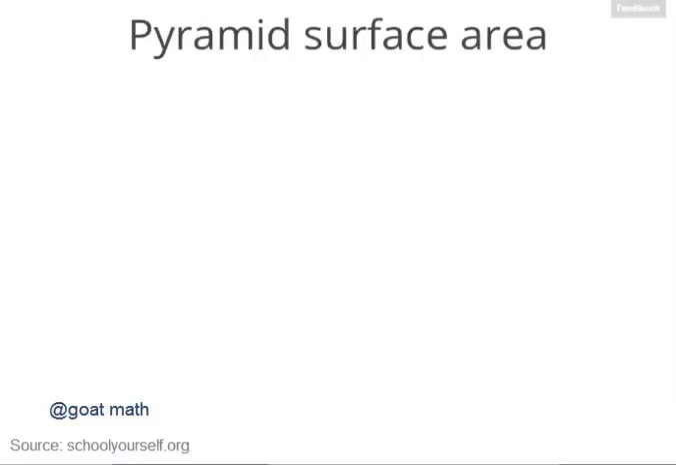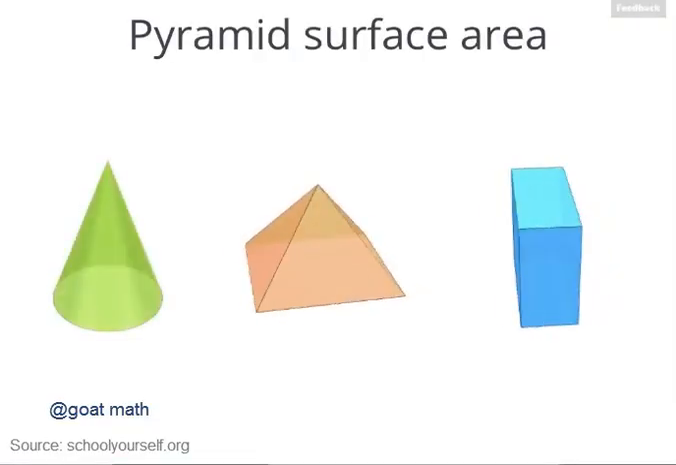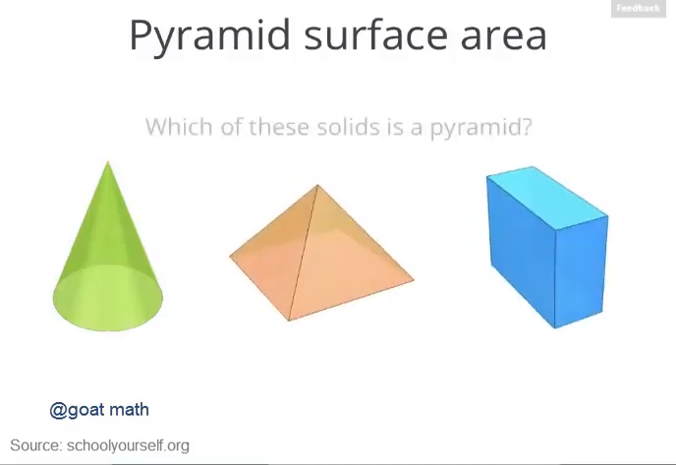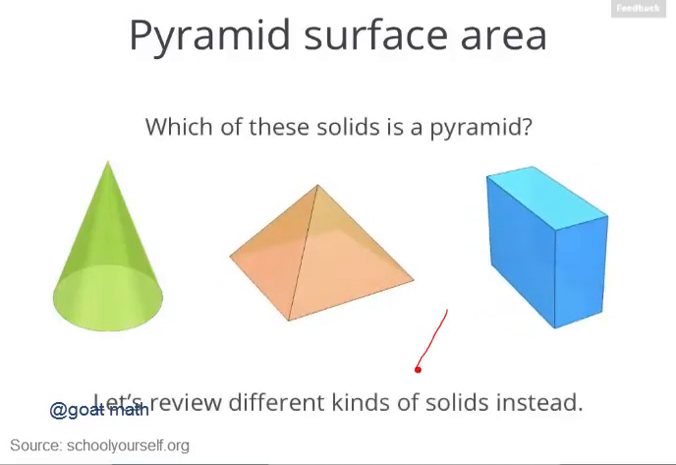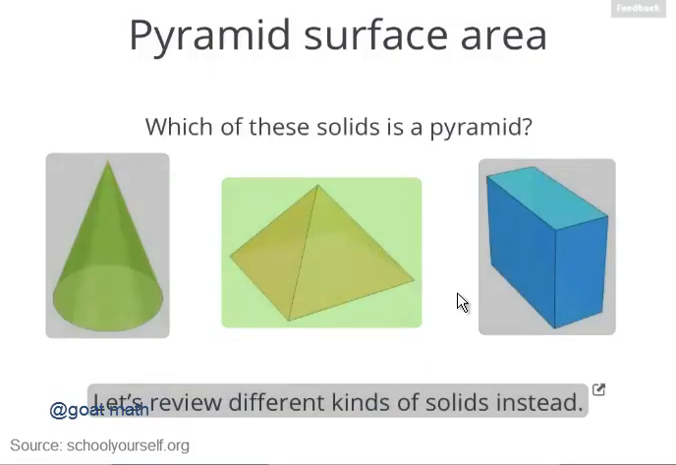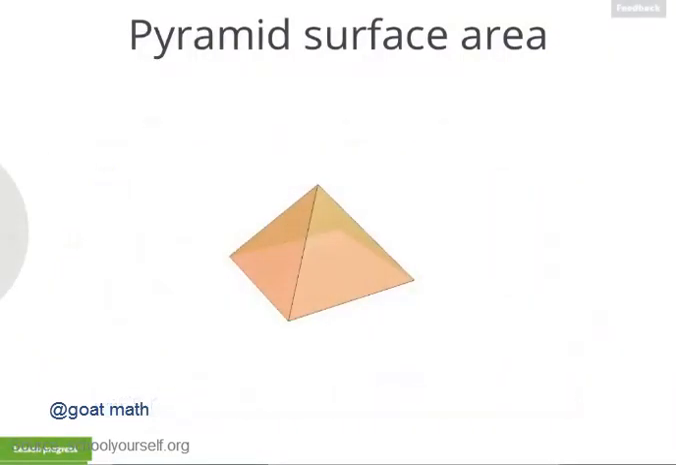Let's find the surface area of a few pyramids. But before we get started, which of these solids is a pyramid? If you're not sure, click down here to review. Great! Now let's find the surface area of this pyramid, meaning we'll be adding up the areas of all its faces. Suppose its base is a square with a side length of 6, and let's also say the vertical height of this pyramid is 4.